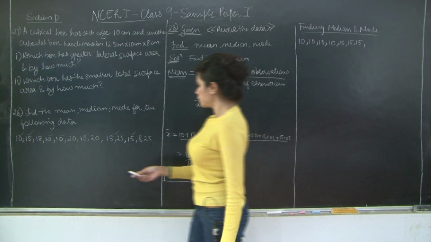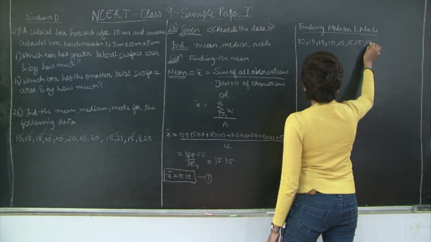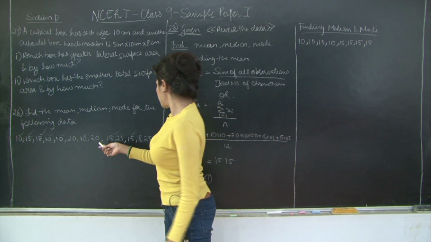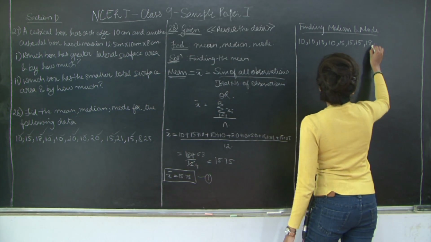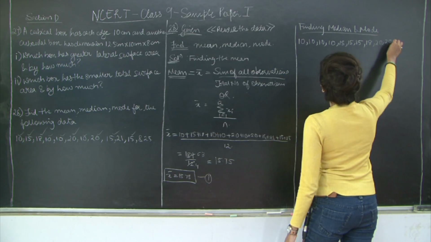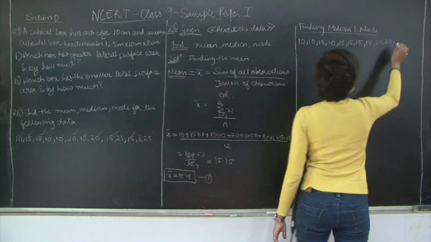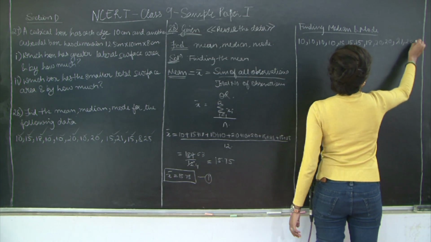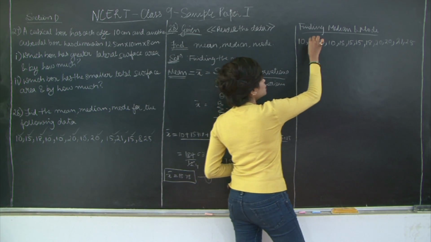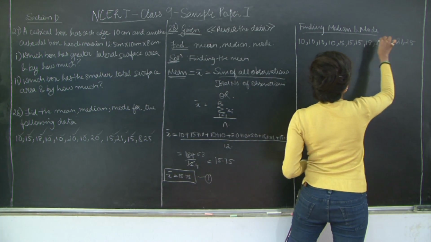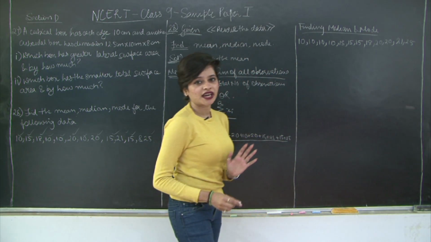Then what do we have? We have 18 occurring once. Then you have 20. So 20 is there twice. And then you have 21 and 25. Let's compare if we have written the actual number of observations, that is 12. So let's count 1, 2, 3, 4, 5, 6, 7, 8, 9, 10, 11 and 12. So the total number of observations that we have is 12.